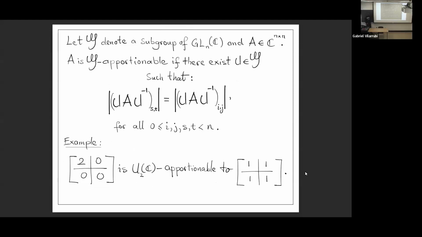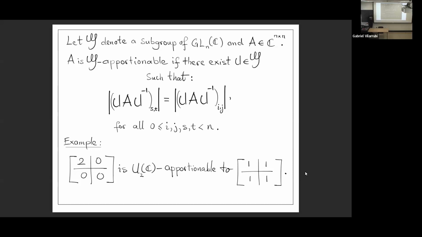So let's do some examples of apportioning. If I change the sup by an inf, what does that mean? If I give you a group G, and G is an arbitrary subgroup of invertible matrices with complex entries, we say that A is G-apportionable if there exists an element U of G for which, when you apply U A U inverse, all the entries have the same absolute value. So you've been able to smear the wealth equally among all the entries. If that happens, you say your matrix is apportionable.